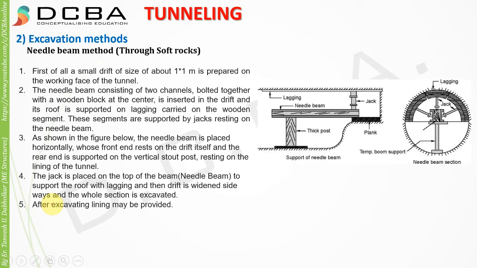The jack is placed on the top of the needle beam to support the roof with lagging, and then the drift is widened sideways and the whole section is excavated. So when this jack is attached here, then you can widen your drift, and then the whole section can be excavated. As I told you, a lining is provided here. That lining can be done by shotcreting as well. We had seen in our previous lectures what shotcreting is. So shotcreting can be used for doing this lining part.